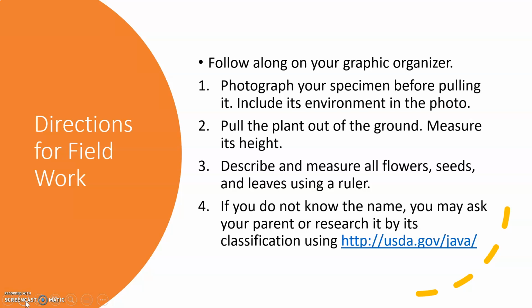Our first step is to photograph your specimen before you pull it out of the ground. In this picture, you want to include its environment. Our second step is to pull the plant out of the ground. Then we will measure its height using our rulers. Our third step is to describe and measure all the flowers, seeds, and leaves, also using our ruler. Now, if you don't know the name, you may ask your parent or research its classification using this website here.